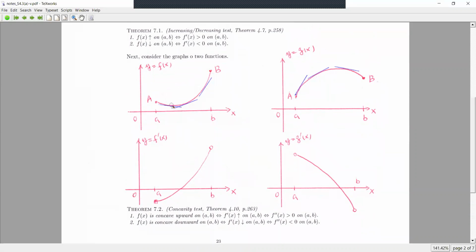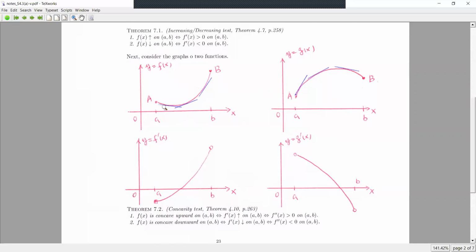Let's examine concave up first. Again, I draw some tangent lines. Now, guess the slopes of the tangent lines. About this tangent line, the slope is negative, about negative 0.5. This tangent line, the slope is positive, about 0.7. This tangent line, the slope is positive and larger, about 2, for example.